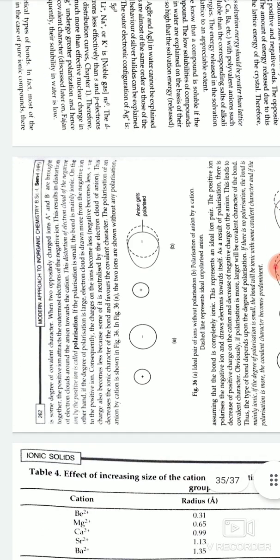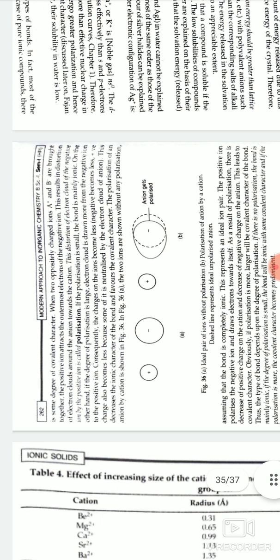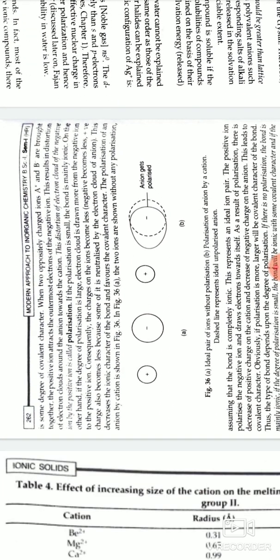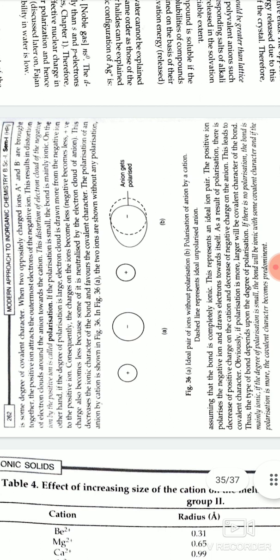Ionic and covalent bonds are two extreme theoretical types of bonds. In fact, most heteronuclear bonds have intermediate character, even in the case of pure ionic compounds. There is some degree of covalent character when two oppositely charged ions A+ and B- are brought together. The positive ion attracts the outermost electrons of the negative ion. This results in distortion of the electron cloud around the anion towards the cation. This distortion of the electron cloud of the negative ion by the positive ion is called polarization.